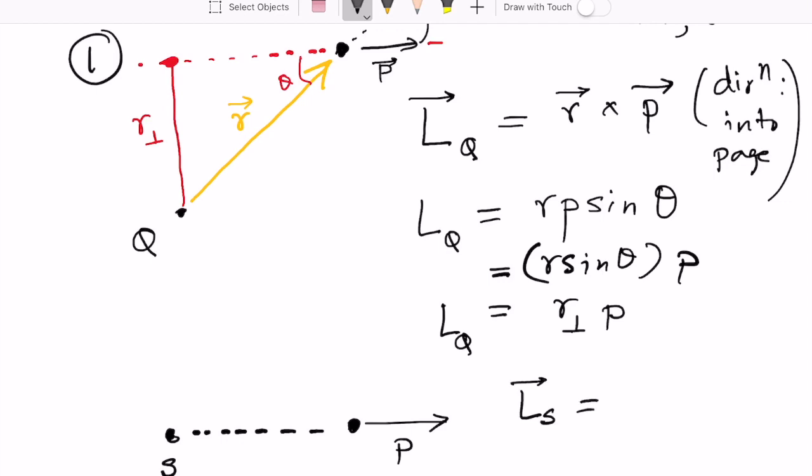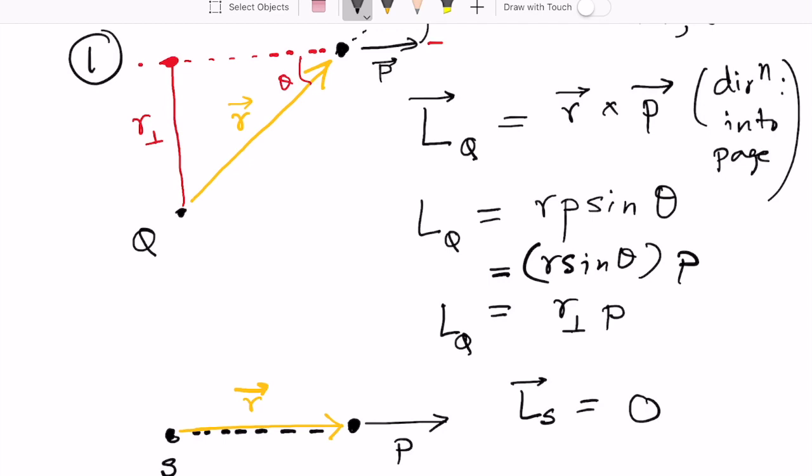The answer is, what's the r vector? What's the position vector of the particle from S? The position vector is this one, right? What is r cross p going to be? So r and p are in the same direction. So r cross p would be r multiplied by p multiplied by sine of the angle between r and p, which is 0. Sine of 0 is 0. So Ls is just going to be 0. So the angular momentum of the particle relative to the point S is 0.